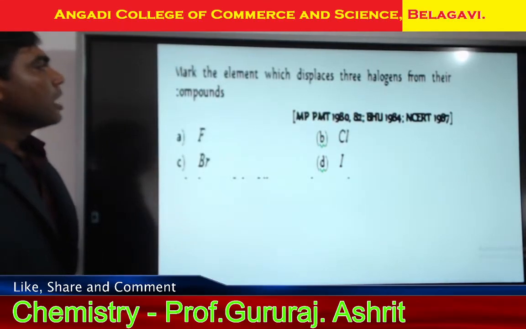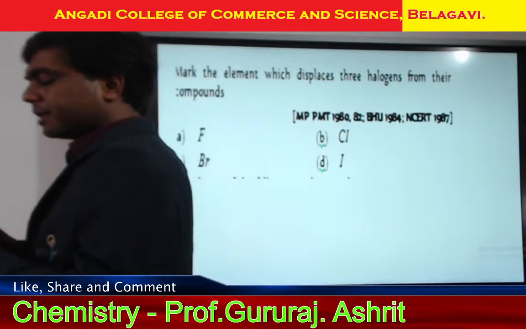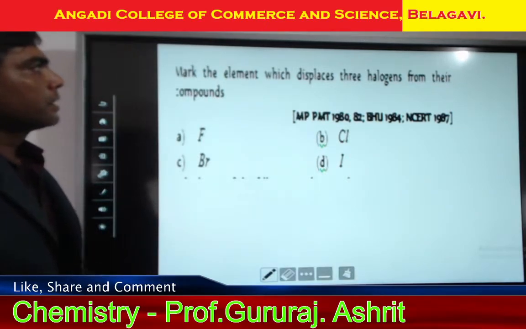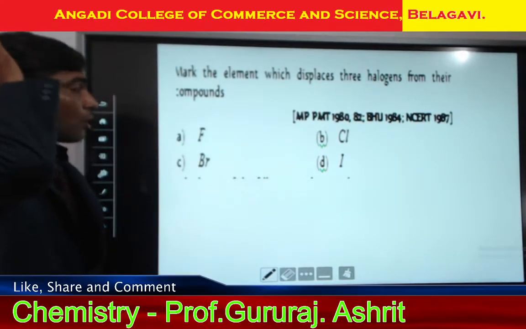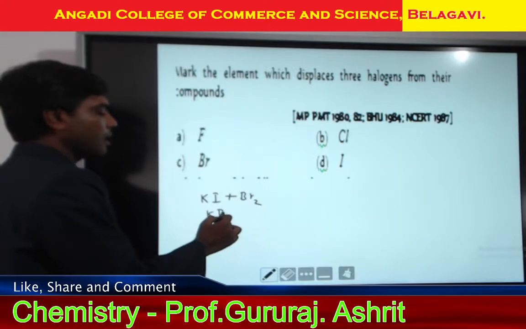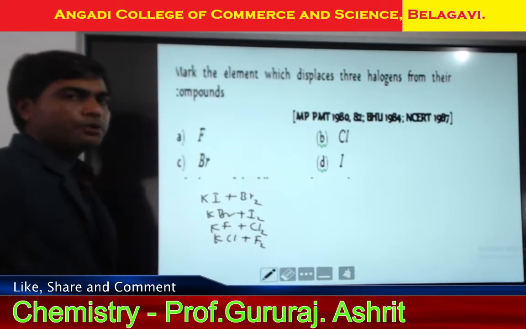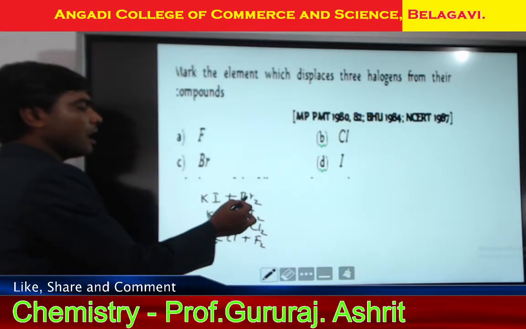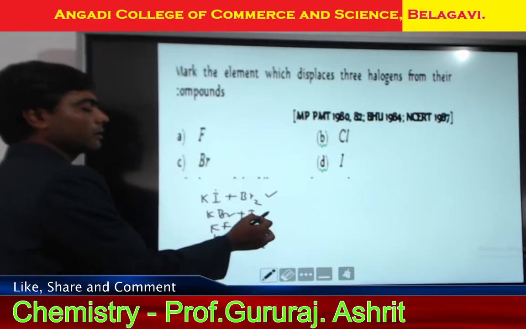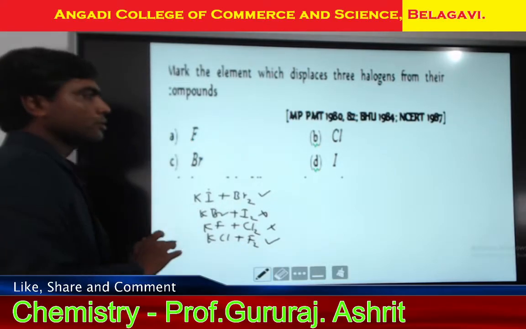Next question: mark the element which displaces 3 halogens from their compounds. All of you know in the 17th group we have 4 halogens. All 4 halogens can be used for various reactions, but now he is asking which among the 4 halogens displaces the others. For that we see some reactions. KI plus Br2 gives KBr plus I2, KF plus Cl2 gives KCl plus F2. What happens here? Br can displace I, this reaction is possible. I2 cannot displace Br, therefore this is not possible. Cl cannot displace F. If you are not sure, I will make you clear.